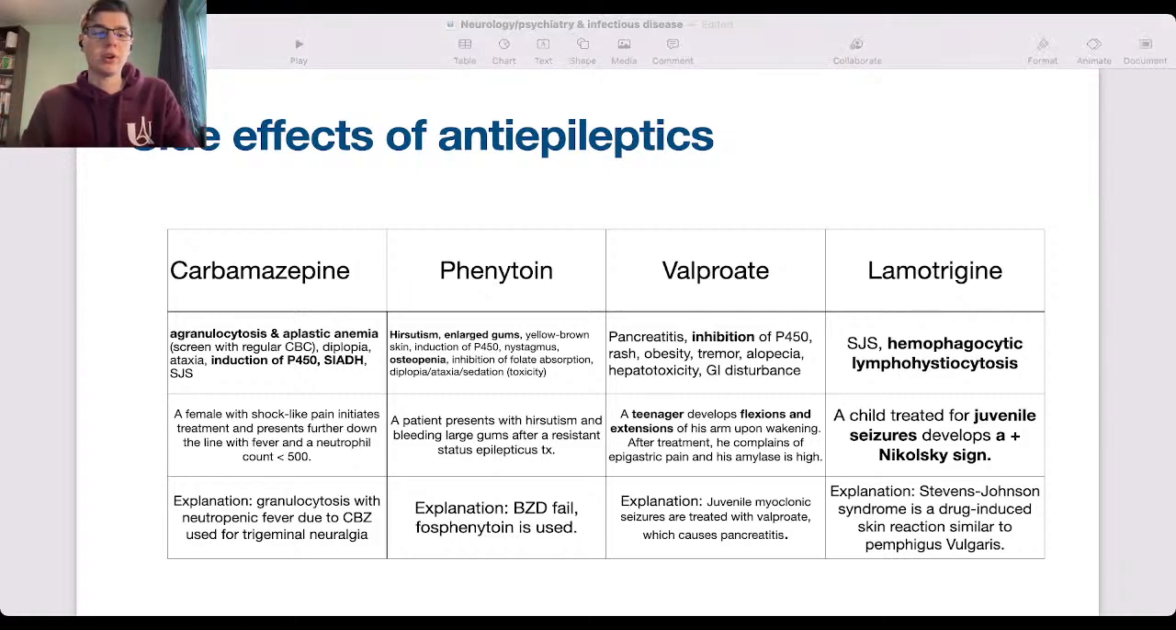Is everything clear on carbamazepine? Please let me know in the chat box.